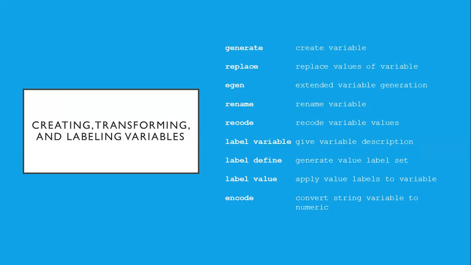Then we have a command that we call rename. We can rename variables. If it's sex, we can rename it to gender. Then there's one we call recode. I'm sure we've used recode today to recode variable values.